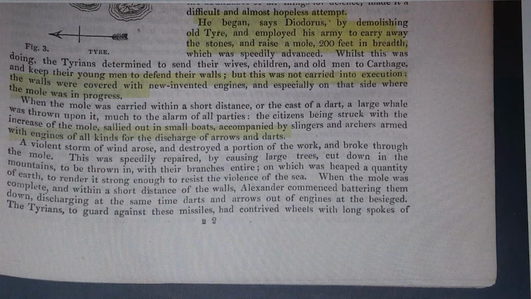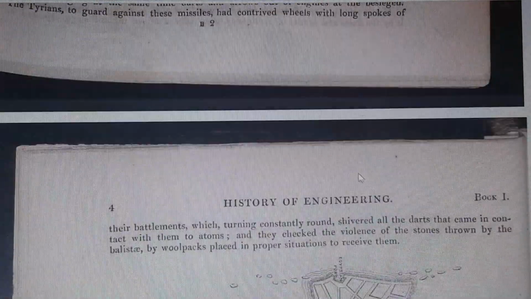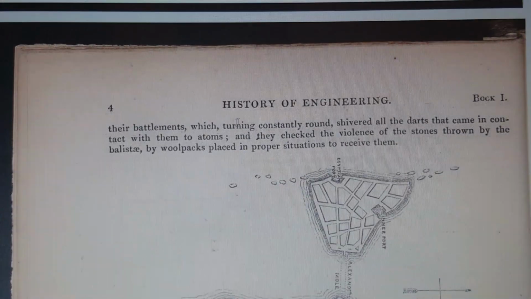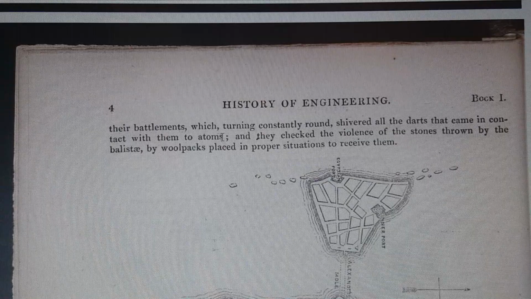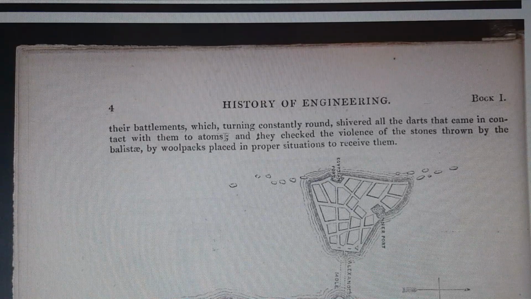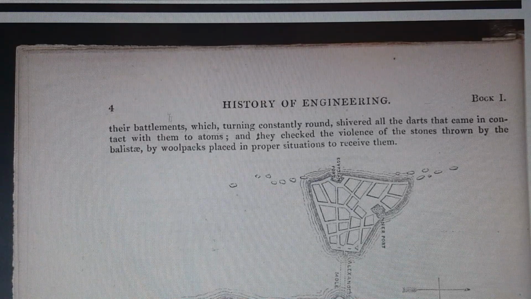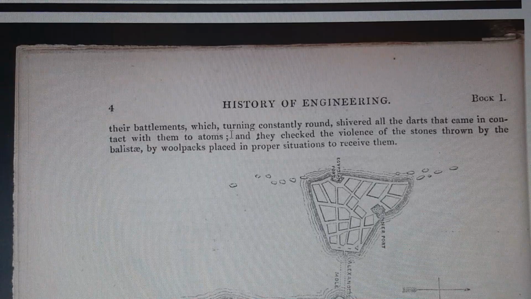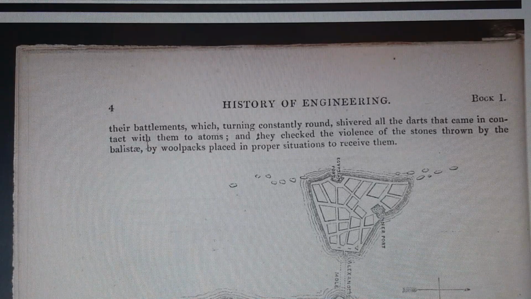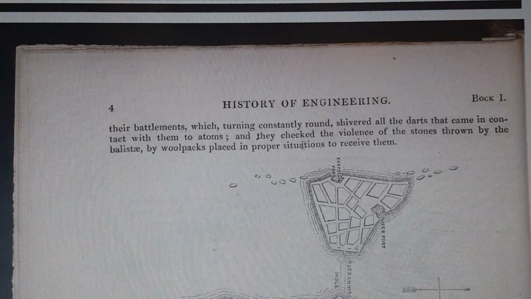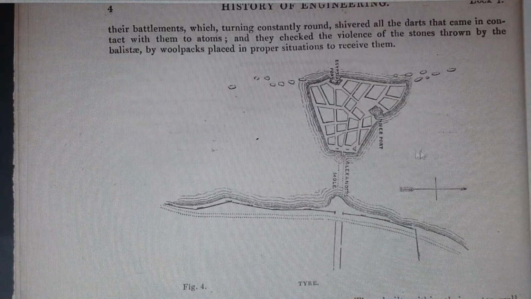This was a couple of thousand years ago. The Tyrians, to guard against these missiles, had contrived wheels with long spokes on their battlements, which, turning constantly, shivered all the darts that came in contact into atoms. Is that like a helicopter propeller? It's trying to say. And just sliced them up. And they checked the violence of the stones thrown by the ballista by wool packs placed in proper situations to receive them.